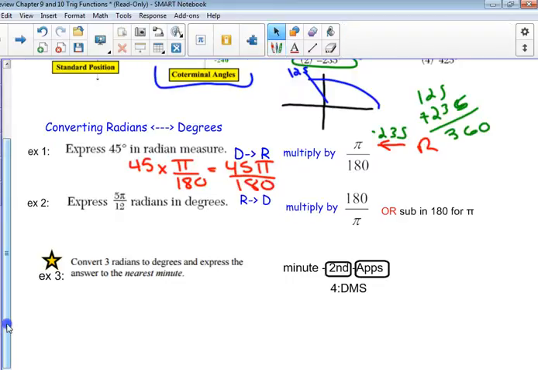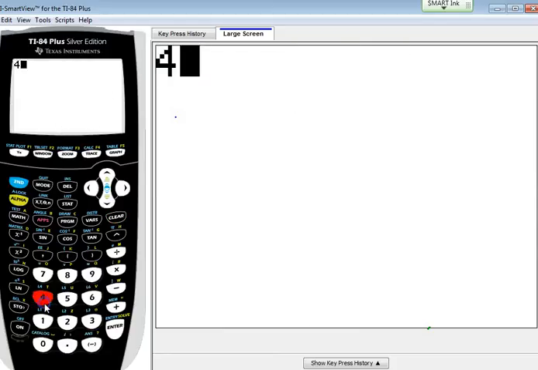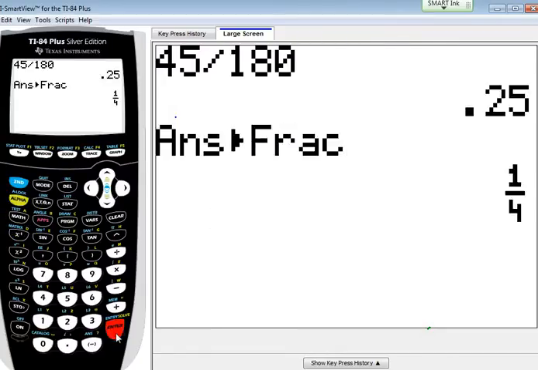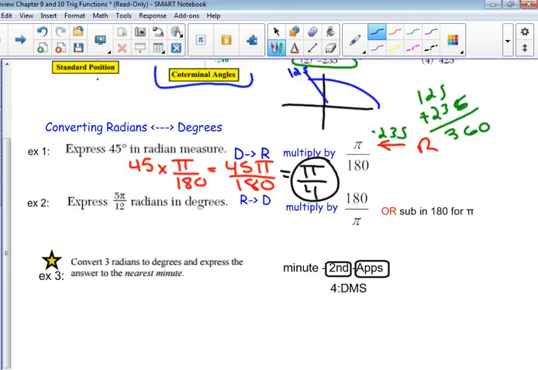When you do your multiplication, you always want to leave these in simplest form, so it's where your calculator comes in handy. We're going to take 45 divided by 180, and then use the math fraction key. So this is going to be pi over 4, or 1 pi over 4. How was that one, Susan? Easy? All right. Now this one, again, not too bad.